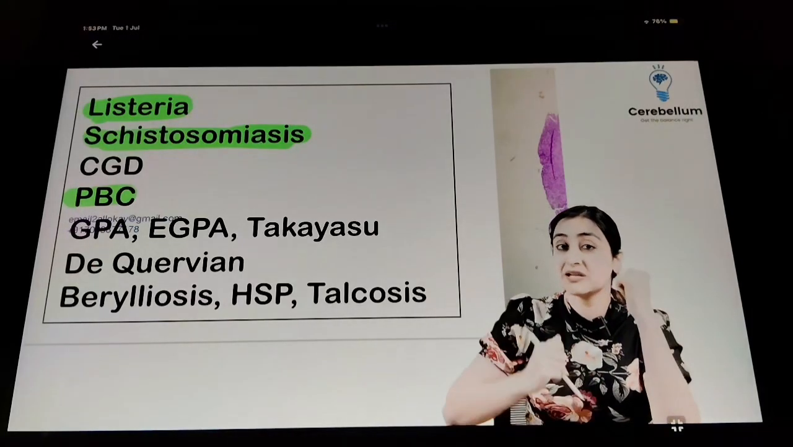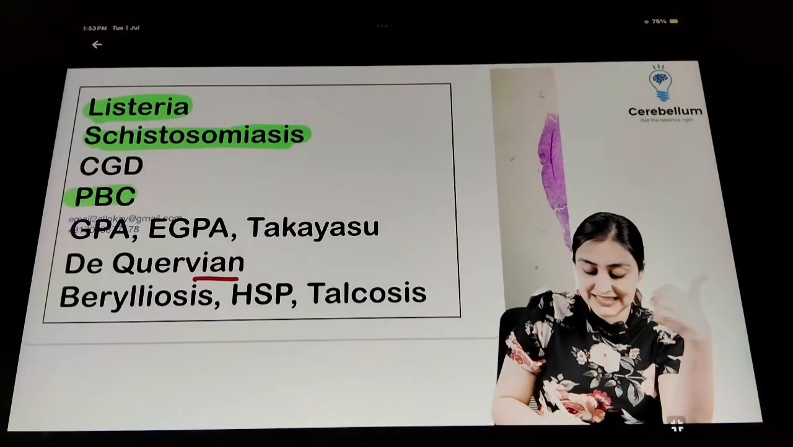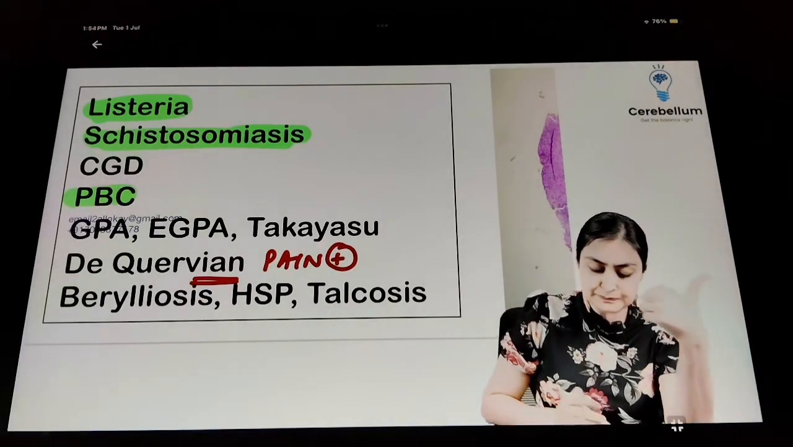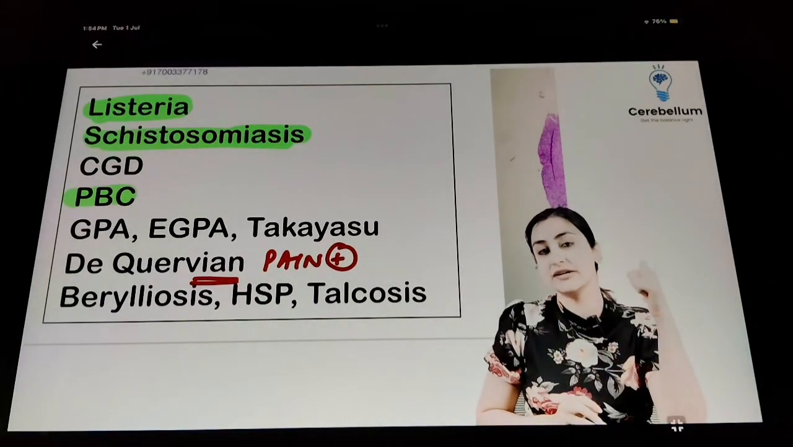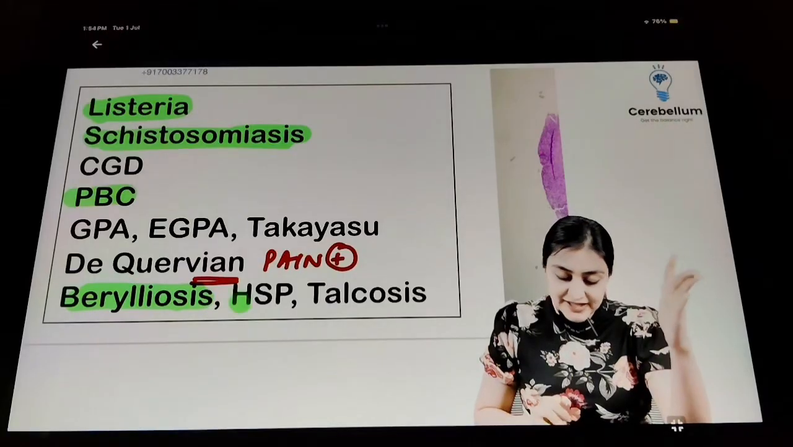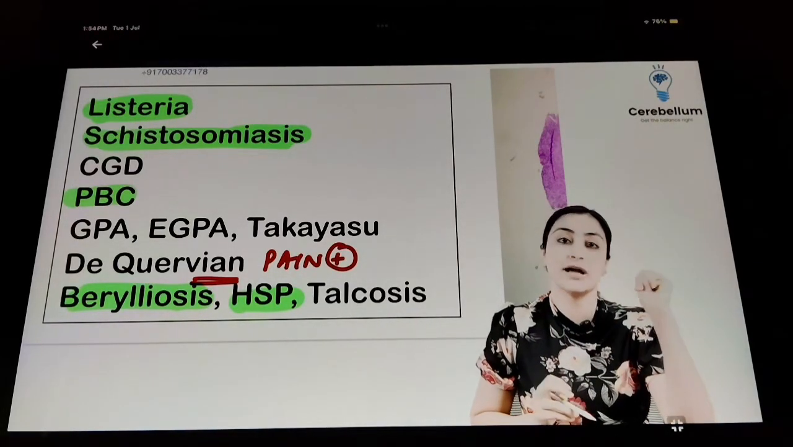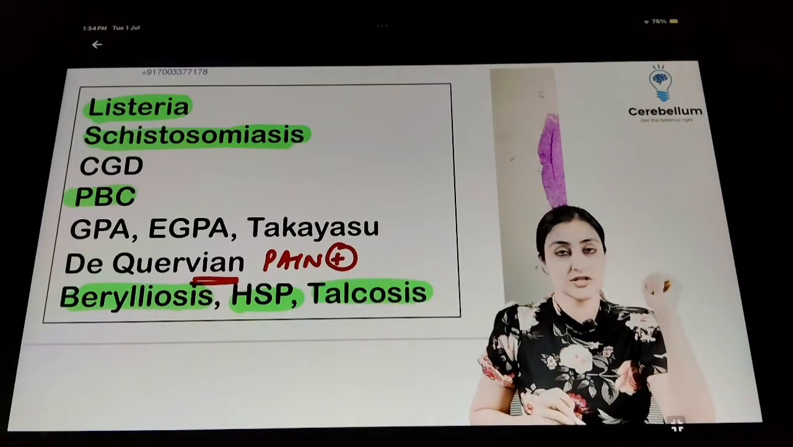De Quervain's, remember De Quervain's thyroiditis. What did we remember in surgery? De Quervain, painful. So this is painful granulomatous thyroiditis. Then occupation-related disease, which can mimic sarcoid. We studied this in respiratory, borreliosis. HSP may have granuloma. So in this lecture itself, I teach you there is both type 3 and type 4 hypersensitivity. Type 4 hypersensitivity means granulomas. Silicosis is another disease which may have it.